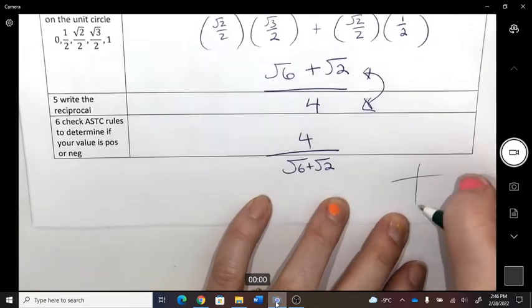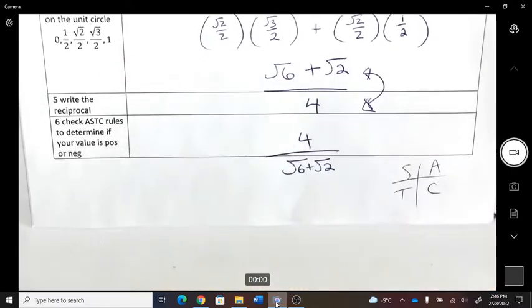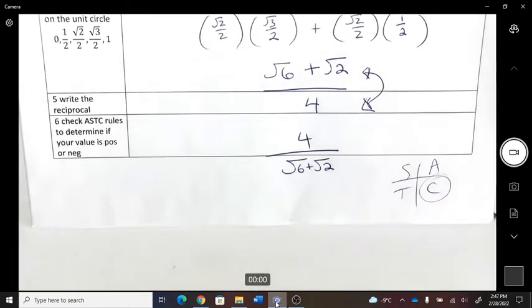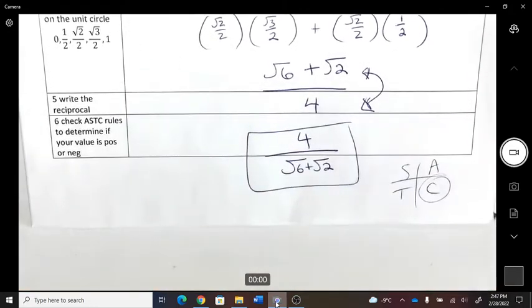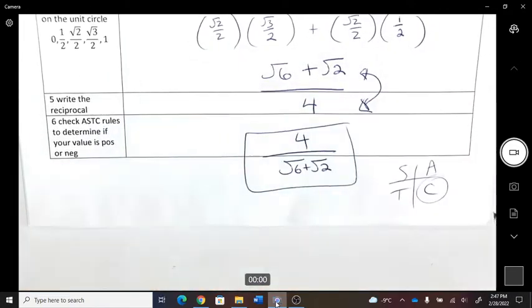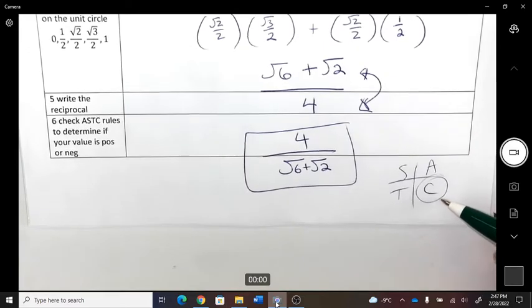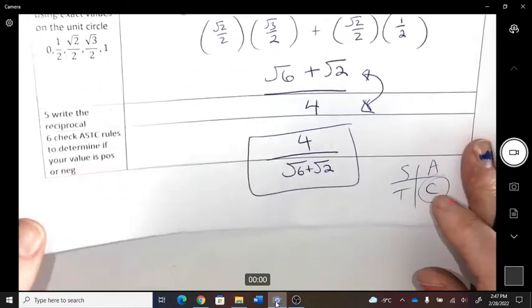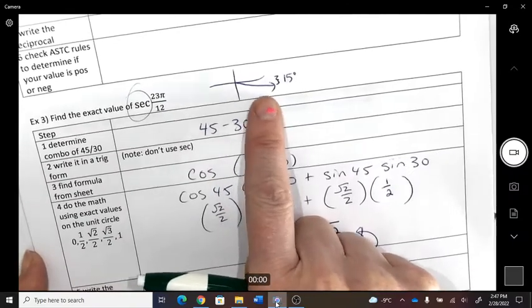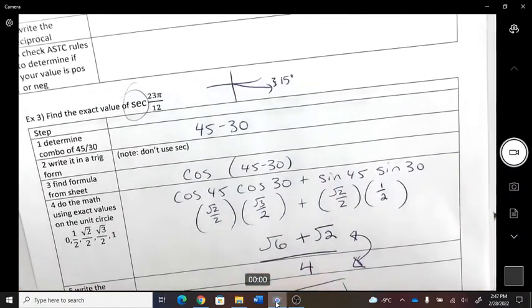Now, let's talk about our ASTC. Do we have to negate this or not? So what do you think? I think we're in this quadrant. So, cosine? Good. We don't have to do anything, so we can leave it. Cosine's positive. Good to go. So, how do you know if it's positive or negative? I'm in my ASTC, the C quadrant, so cos is positive, because remember where we said we landed right there, so we're in that quadrant.